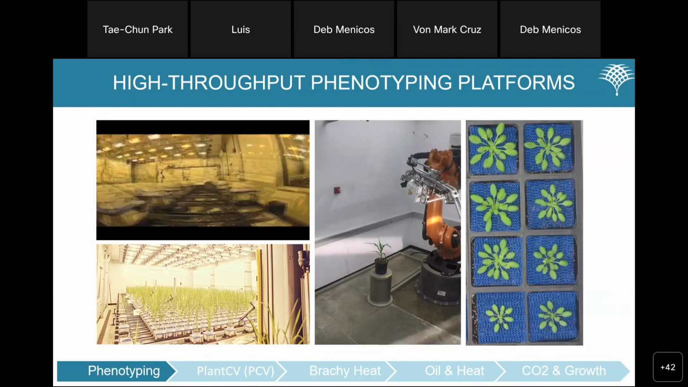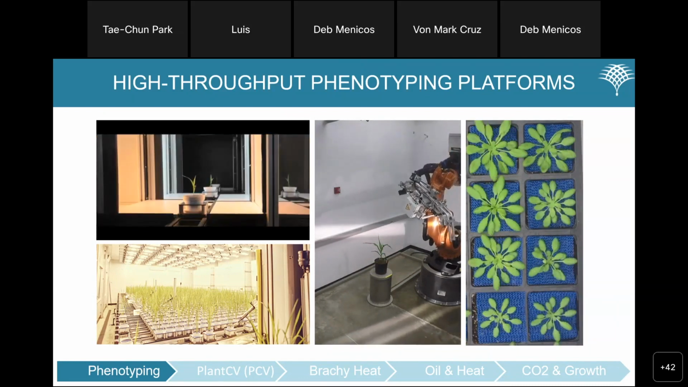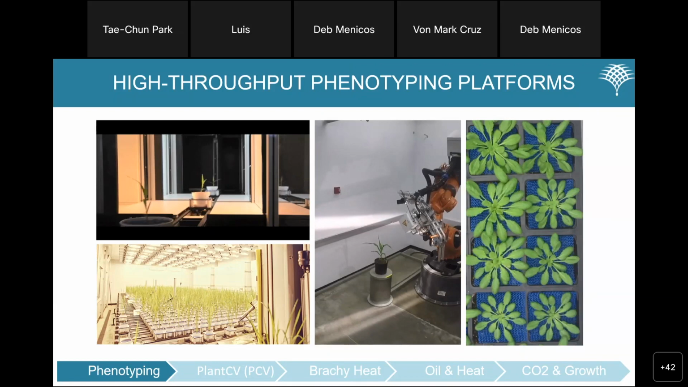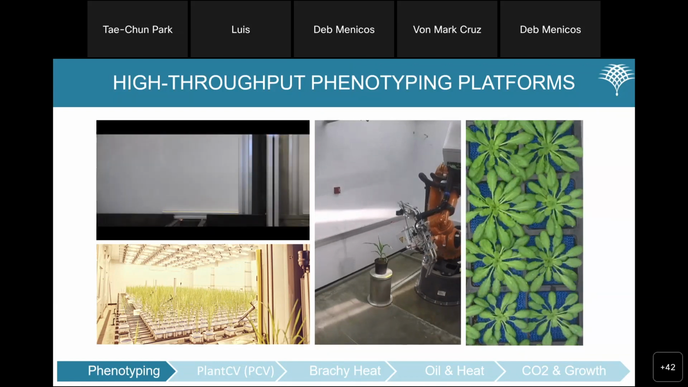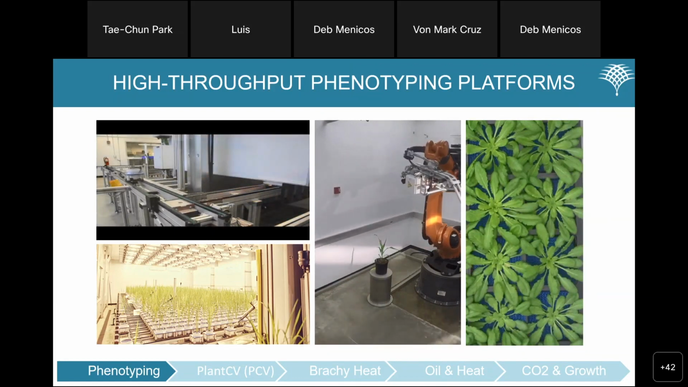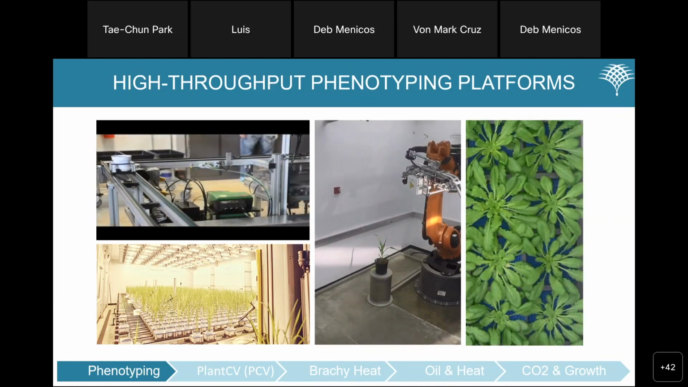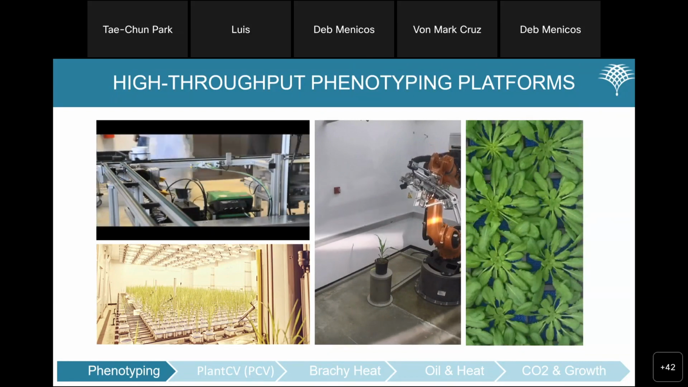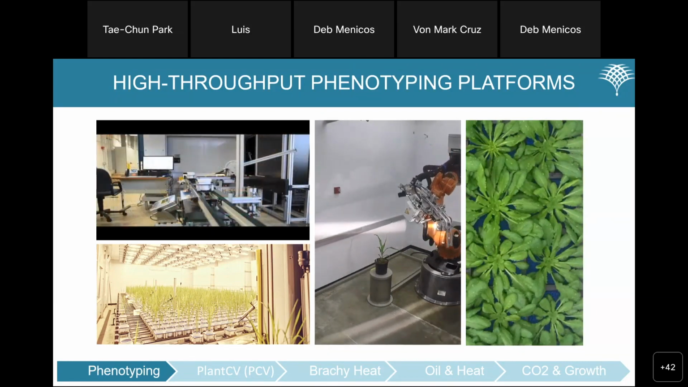We're also interested in different imaging modalities. So, this system collects RGB and near-infrared data. Our Raspberry Pi cheap and cheerful systems collect RGB data. But we're also interested in other imaging modalities like hyperspectral and thermal imaging, just as two examples.